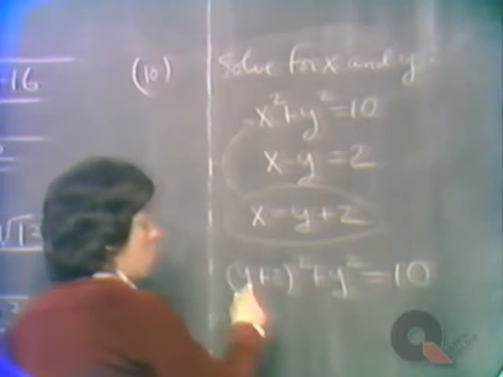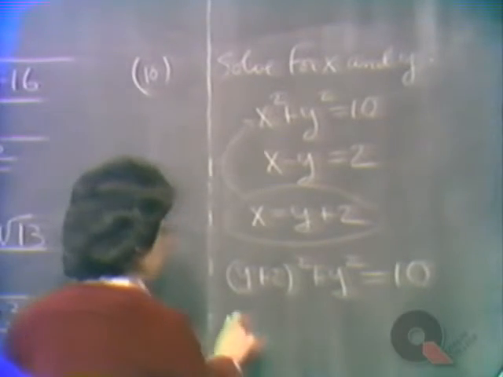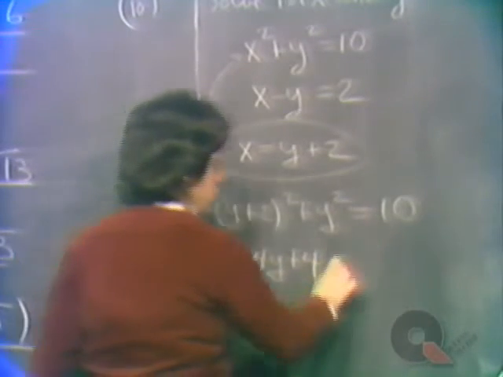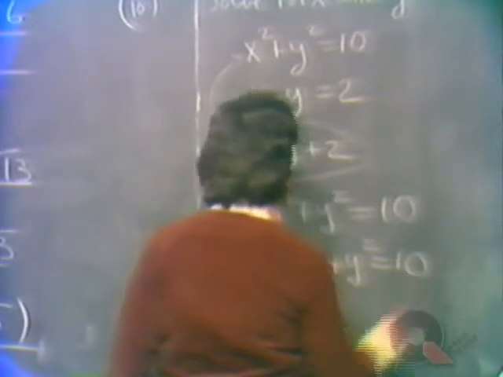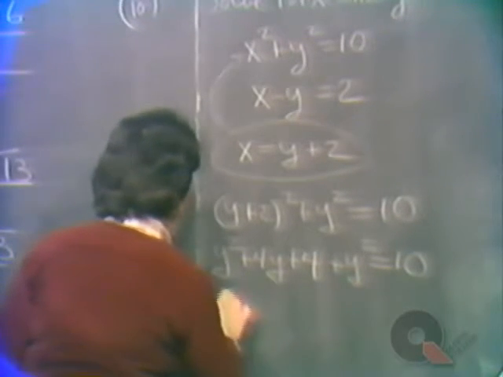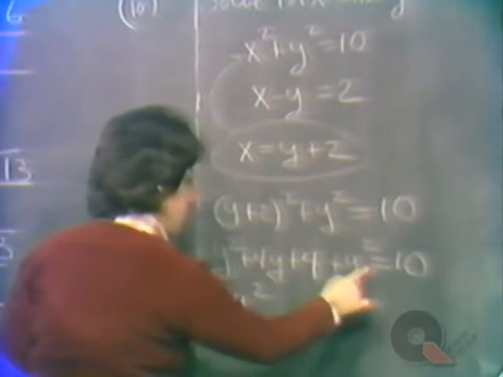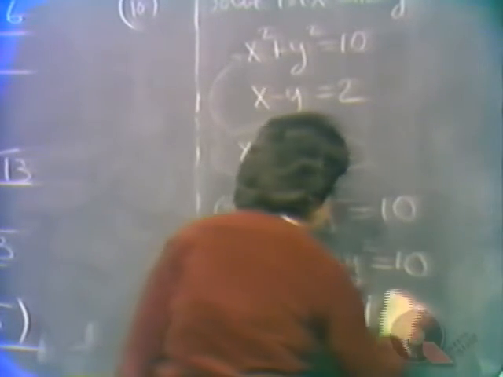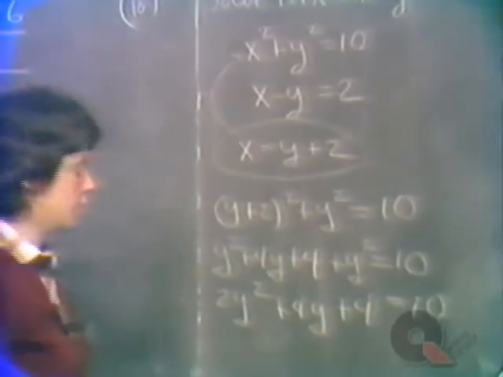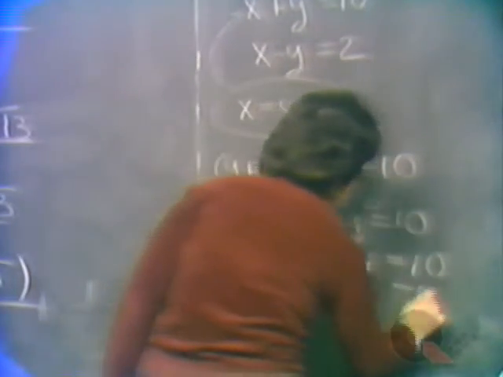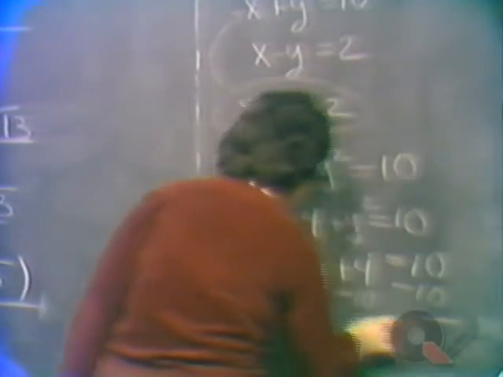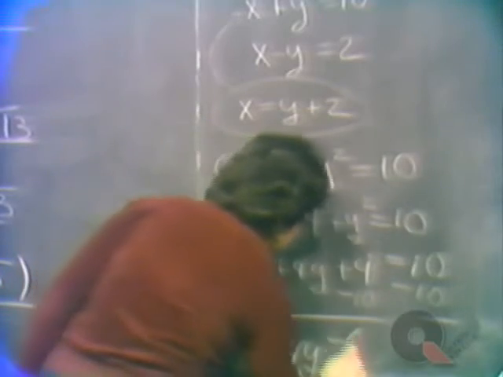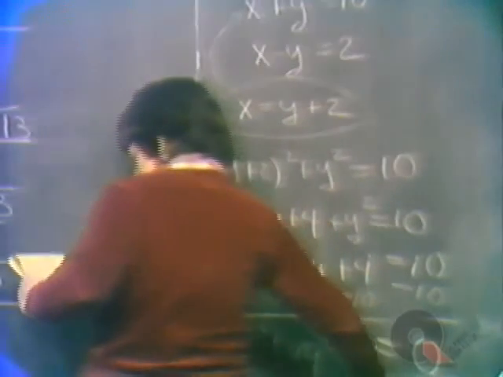We now multiply this out. y plus 2 squared is y plus 2 times y plus 2, which is y squared plus 4y plus 4, plus y squared equals 10, or 2y squared plus 4y plus 4 equals 10. And to solve a quadratic equation, try to bring everything over to one side and 0 on the other. That gives us 2y squared plus 4y minus 6 equals 0.